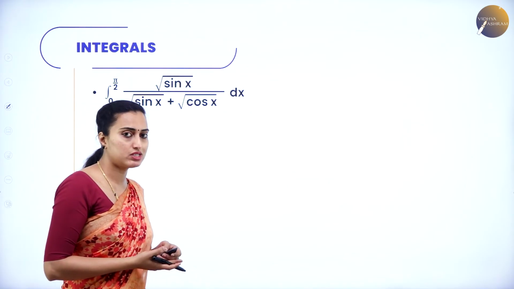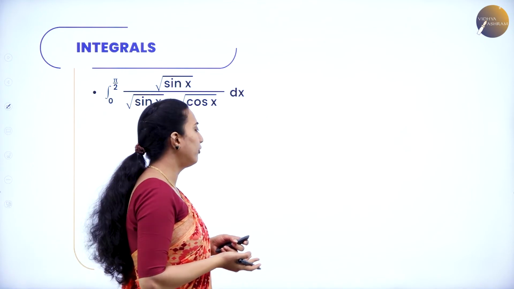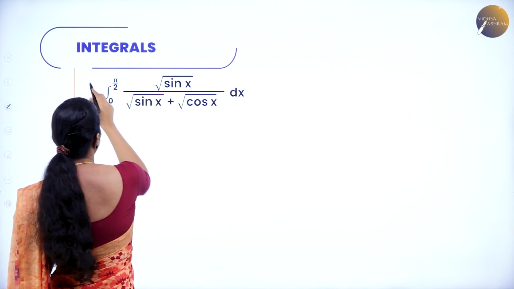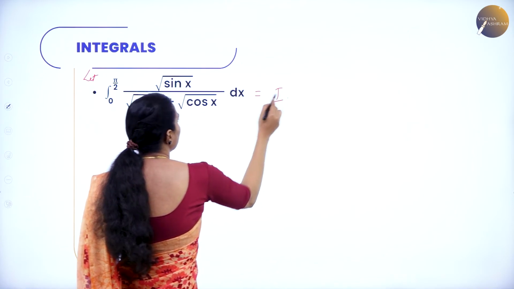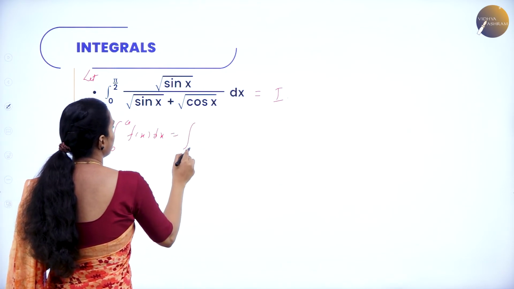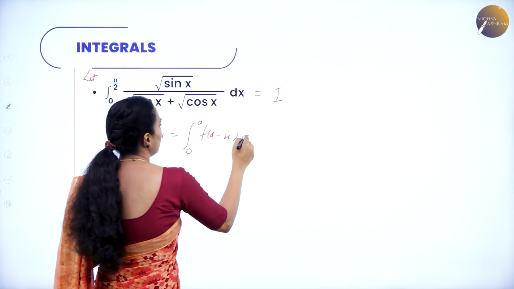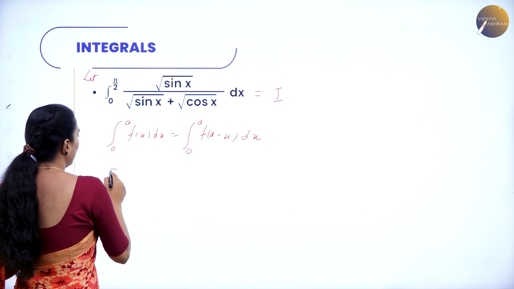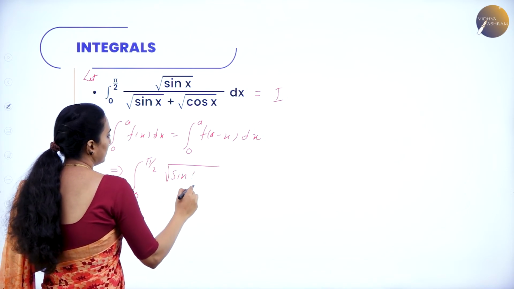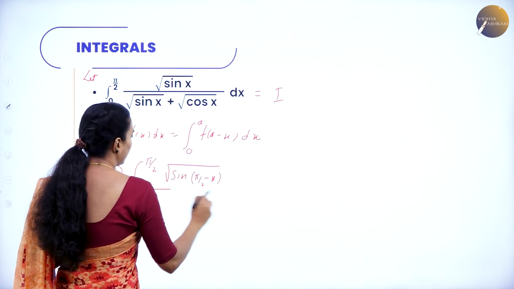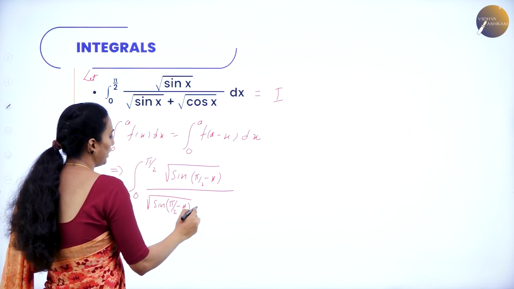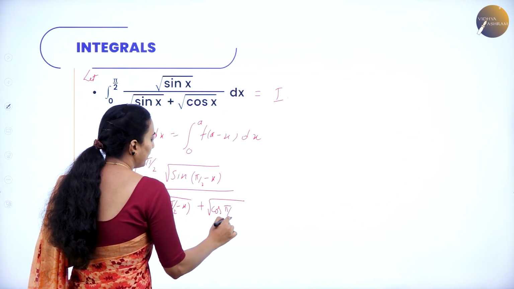Now here, the next problem goes like this: 0 to pi by 2 integral of root sin x divided by root of sin x plus root of cos x into dx. Same, I am going to take this as I. So here, I am going to change according to the property: 0 to a f of x into dx can be changed as 0 to a f of a minus x into dx. So therefore, this will be equal to 0 to pi by 2 under the root of sine of pi by 2 minus x divided by under the root of sine of pi by 2 minus x, because a replaces pi by 2, plus under the root of cos of pi by 2 minus x.